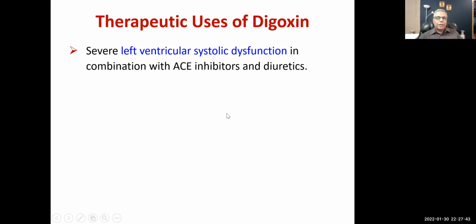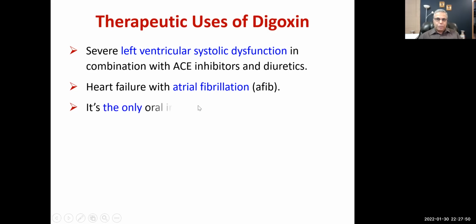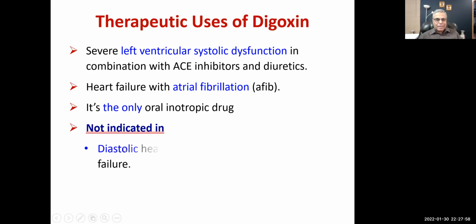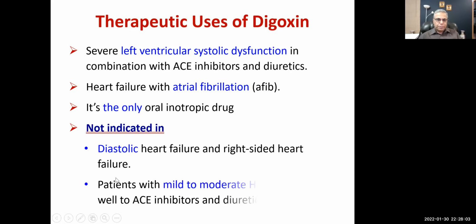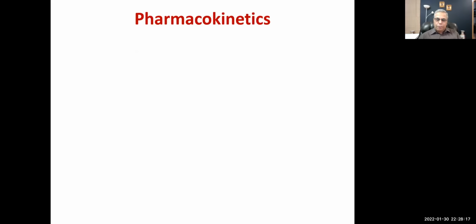Now we have got different drugs that we have already shown previously, okay? So heart failure with atrial fibrillation, that is where we use digoxin. It's the only oral inotropic drug. The others are intravenous. It is not indicated in diastolic heart failure and right-sided heart failure. In patients with mild to moderate heart failure, again, they respond well to ACE inhibitors and diuretics, so we don't use it. Overall, digoxin is not very commonly used these days, okay?